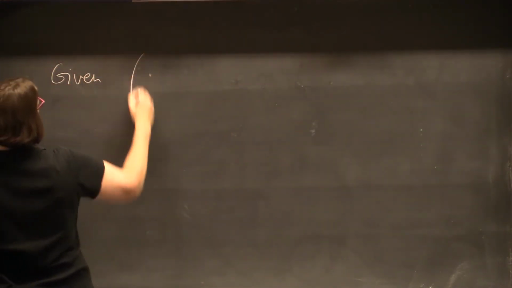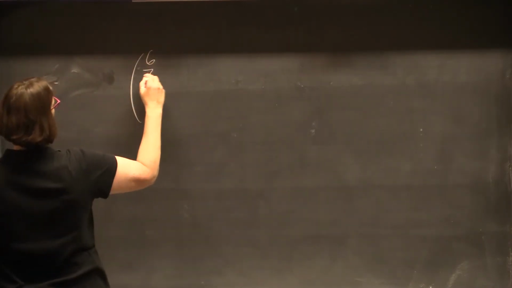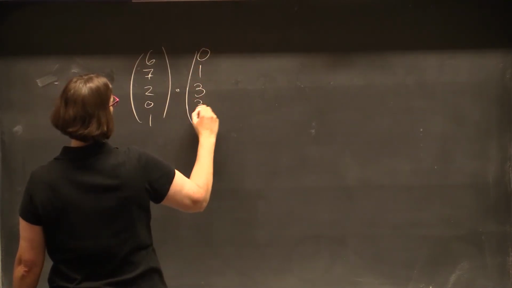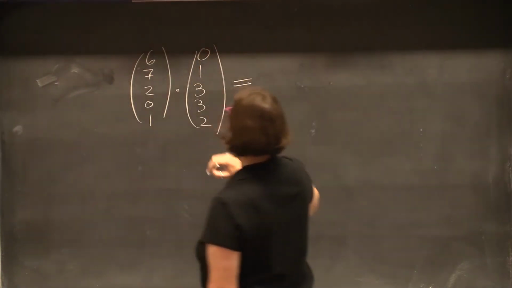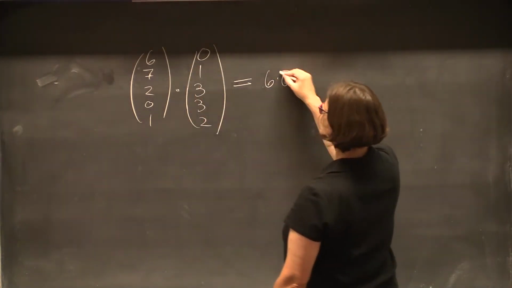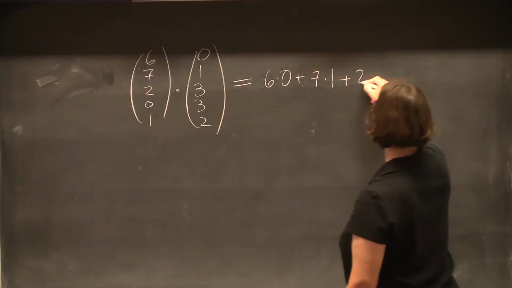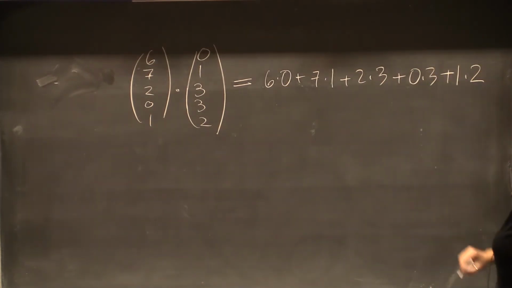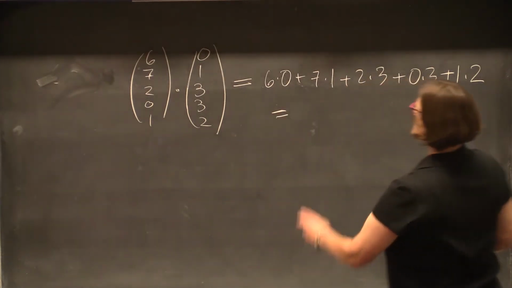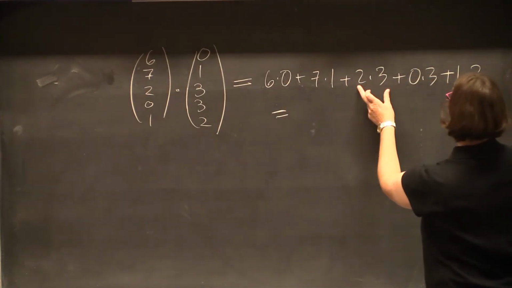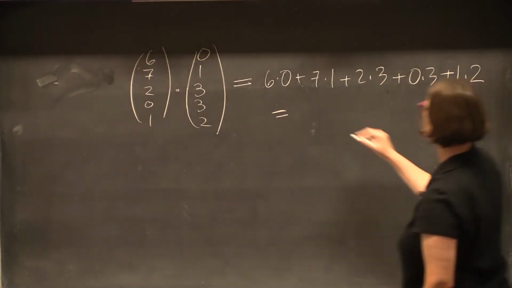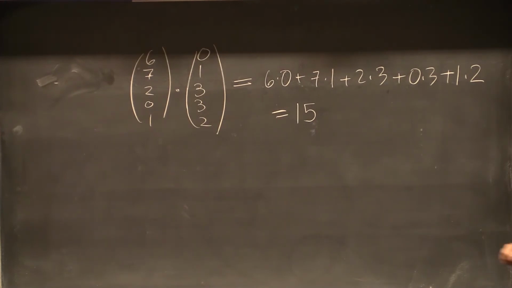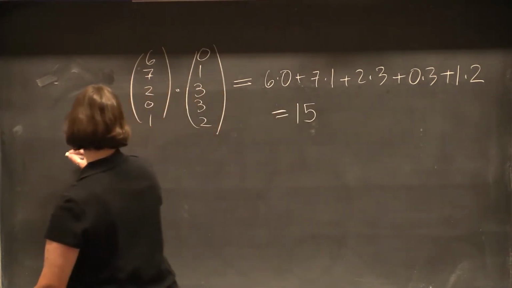So if I asked you for the dot product between 6, 7, 2, 0, 1 and 0, 1, 3, 3, 2, that dot product is going to be 6 times 0 plus 7 times 1 plus 2 times 3 plus 0 times 3 plus 1 times 2. And that is 0 plus 7 plus 6 is 13 plus 0 plus 2 is 15. So we can generalize dot products and lengths to Rn.